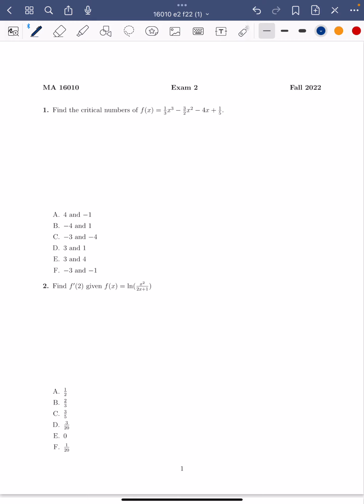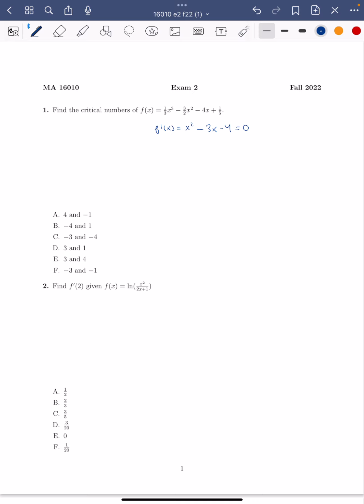So when we're trying to find the critical numbers, we want to find where the derivative equals 0. So let's go ahead and find the derivative. F prime of x equals the derivative of 1/3 x cubed is x squared, because 1/3 times 3 is 1, giving us a coefficient of 1, minus the derivative of 3/2 x squared is negative 3x. The derivative of negative 4x is negative 4, and the derivative of any constant equals 0. And now we're going to set this whole thing equal to 0.